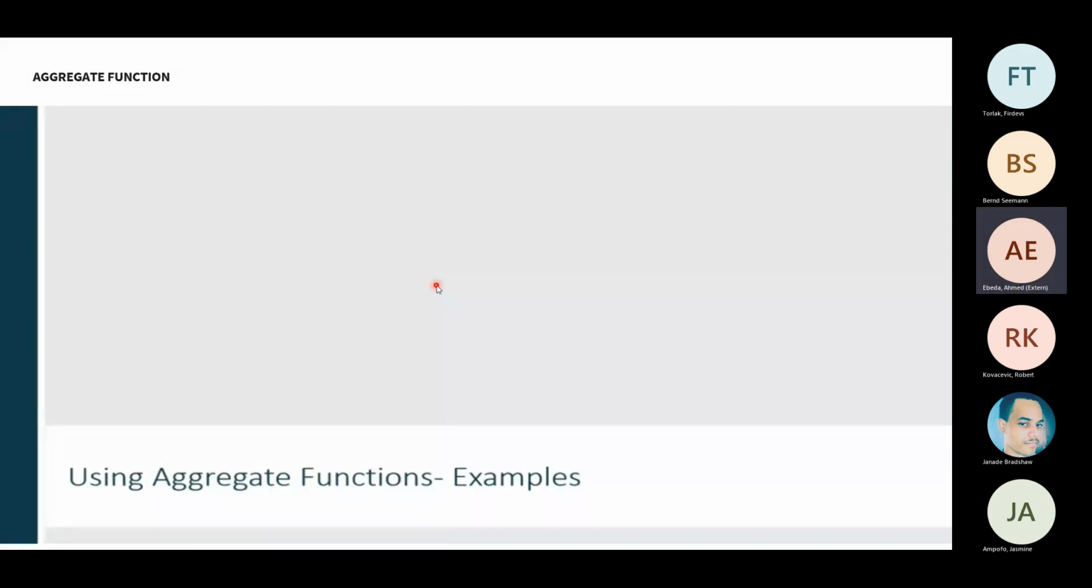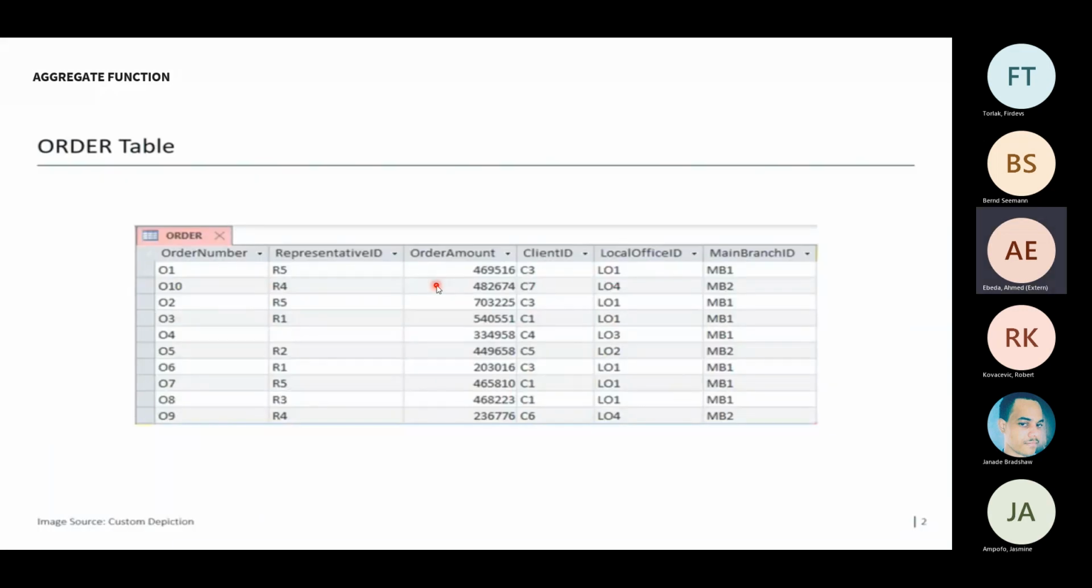Using aggregate functions examples. In this video, we will look at some examples of the use of aggregate functions. We will use the order table as sample data from a larger table that contains data about orders. The table contains order numbers, representative IDs, order amounts in dollars or euros, or any other currency, client IDs, local office IDs, and main branch IDs.